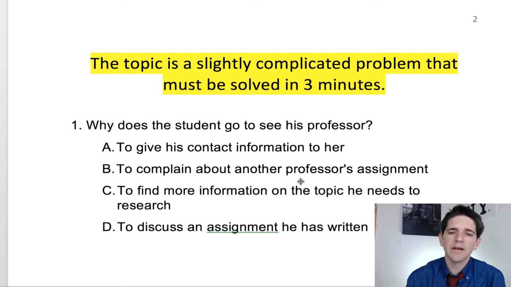B, to complain about another professor's assignment. I do not think that's the answer, because complaining is not a problem.